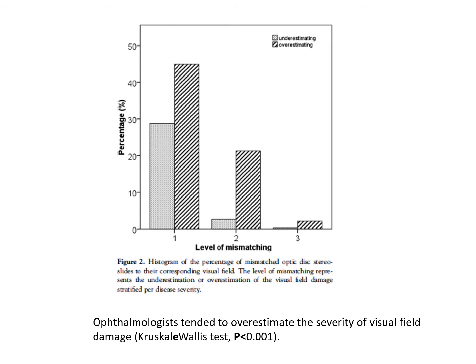Ophthalmologists tend to overestimate the severity of the visual field damage, and you can observe here in this graph underestimate and overestimate, and you can see that for the three different levels we have a higher overestimation.